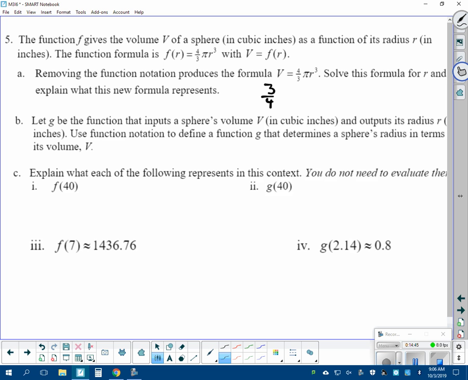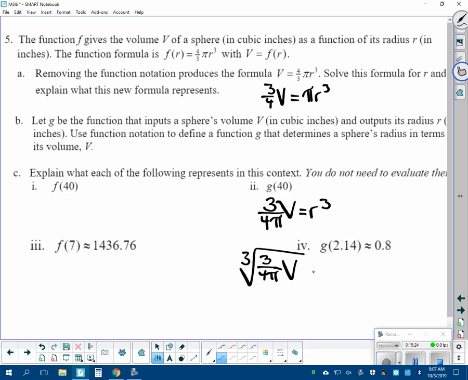Okay, so 3/4 V equals pi r cubed. Divide by pi. Dividing by pi would be the same as multiplying by what? 1 over pi. So that would now become 3 over 4 pi V equals r cubed, and then cube root it. So the cube root of 3 over 4 pi, pi in the denominator, times V equals r.